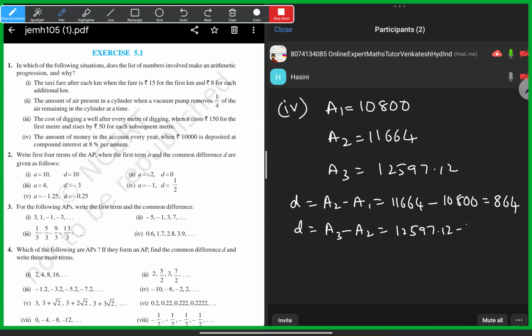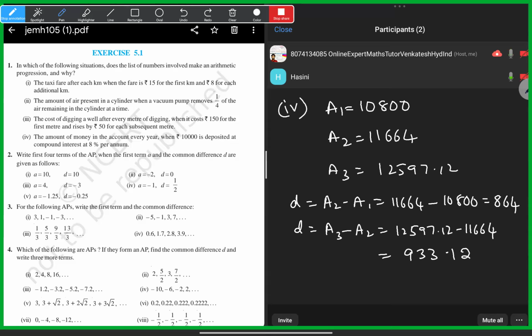Now A3 minus A2: 12,597.12 minus 11,664. We are getting 933.12 as the answer. So you can see clearly when compared with first to second, second to third, interest is a little bit increased. That is the reason for this change in it.